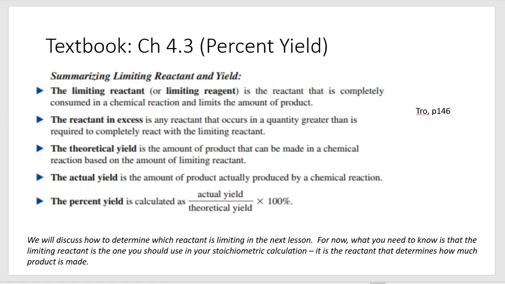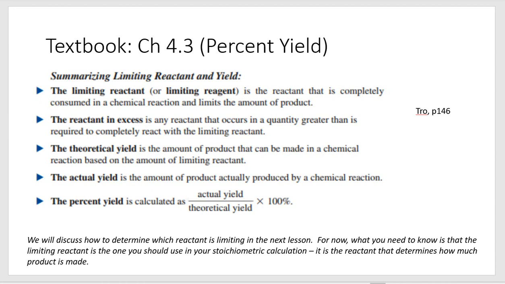Now let's talk about the idea of percent yield. This is taken from your textbook. They talk about this in Chapter 4, Section 3, and there are some defining terms here. There's a limiting reactant and an excess reactant. We'll talk about how to determine what those are in the next lesson. But for now, just be aware, a limiting reactant is a reactant that's completely used up.